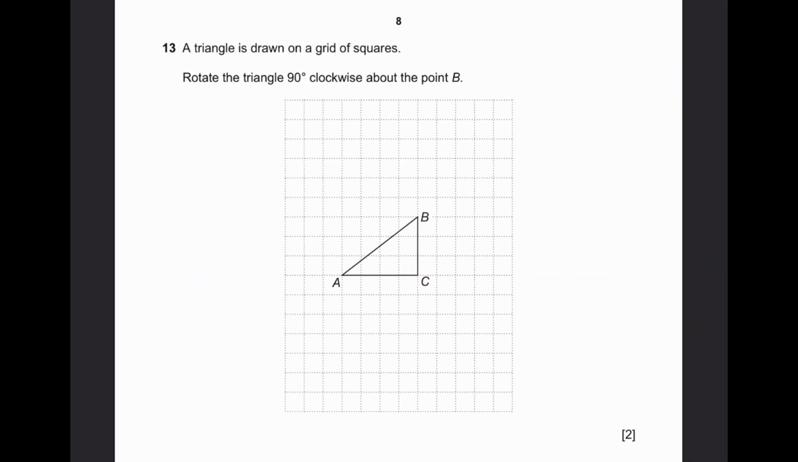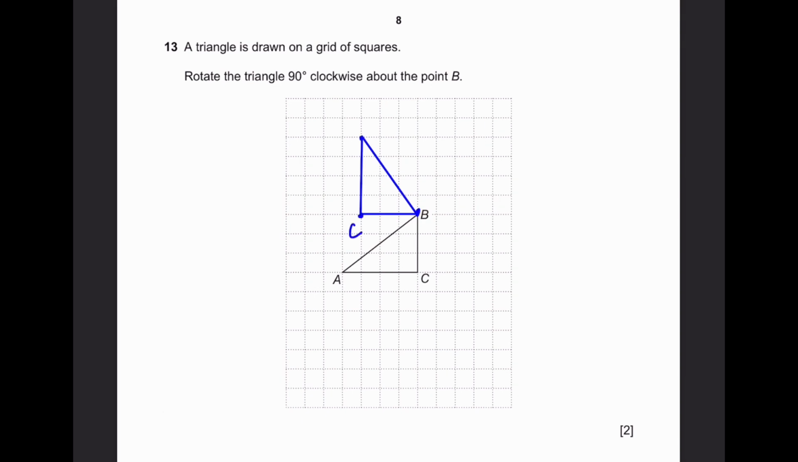Question 13. A triangle is drawn on a grid of squares. Rotate the triangle 90 degrees clockwise about the point B. We need to rotate it 90 degrees clockwise about this point. Clockwise is this direction. And you need to just visualize a bit about how the sides will be and where the points will be. And if you did it correctly, it should be like this, because this point will rotate there, this point will rotate there, and this point stays the same. And now we can label the corresponding points. That's C, that's A, that's the answer.